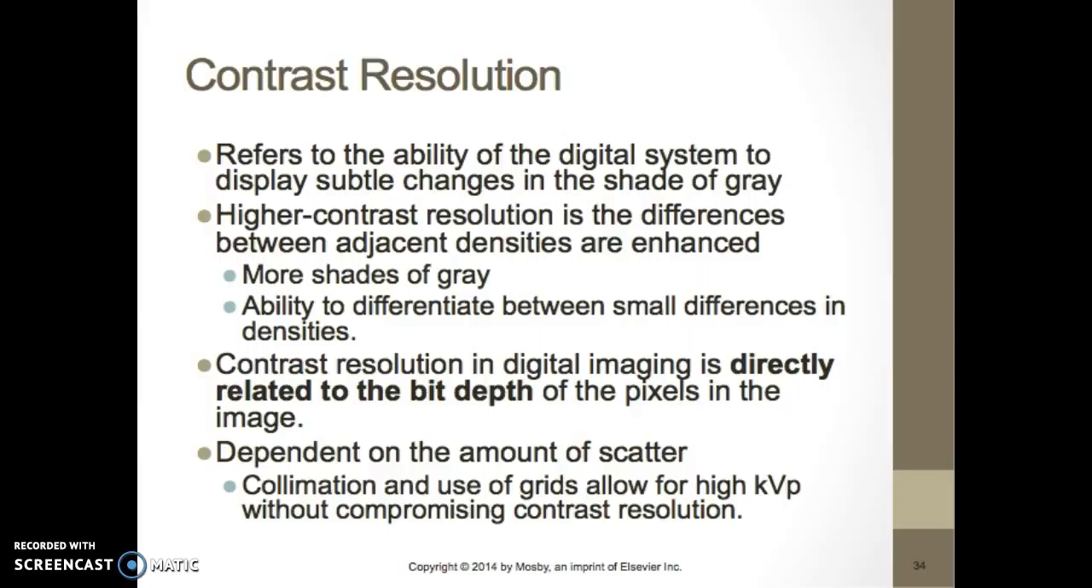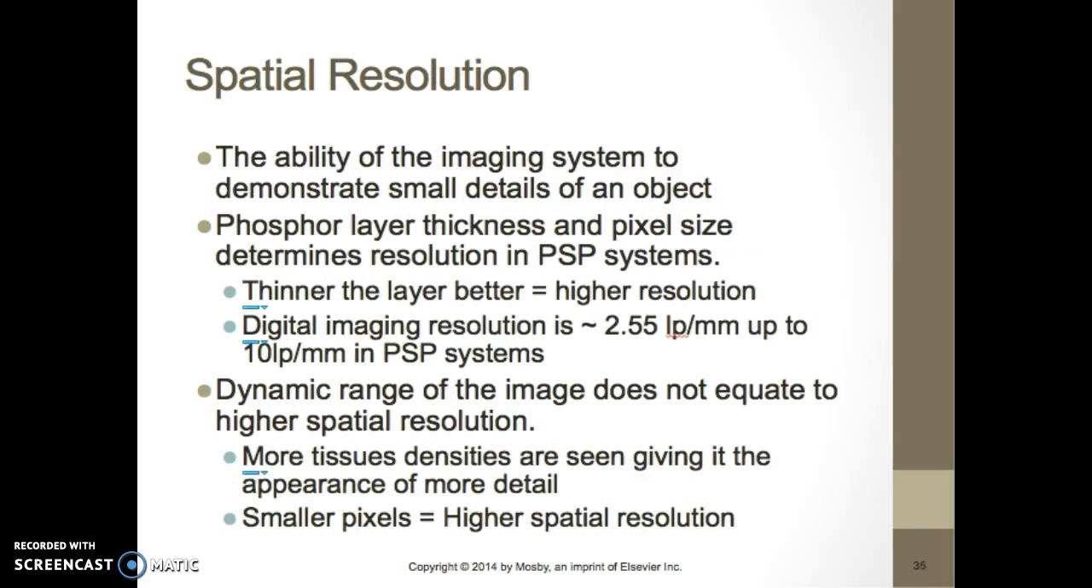It is also dependent on the amount of scatter. So collimation and the use of grids will allow for higher kVp without compromising the contrast resolution. As you know, the higher the kVp we go, the more scatter there is. So the grids are going to clean that up, allowing us to have more shades of gray.